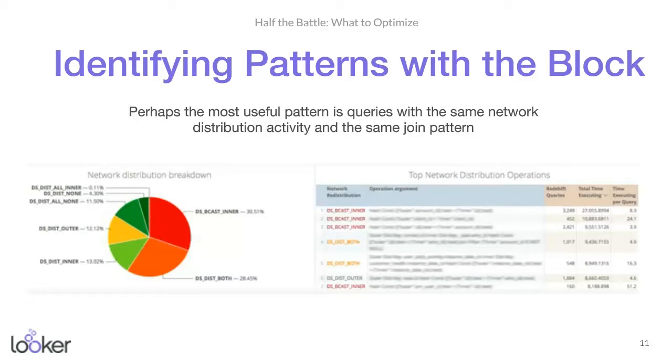The first, and we'll get into this a little bit later, is that network redistribution is a very common and very significant issue that can really bottleneck the performance of your Redshift data warehouse if you don't know how to approach it in the right way.